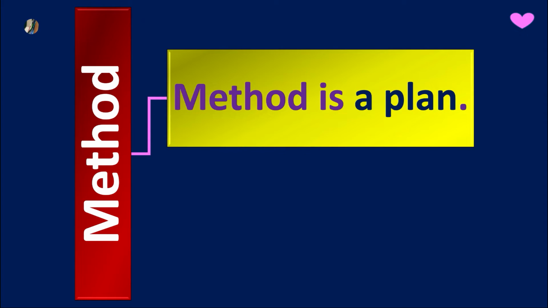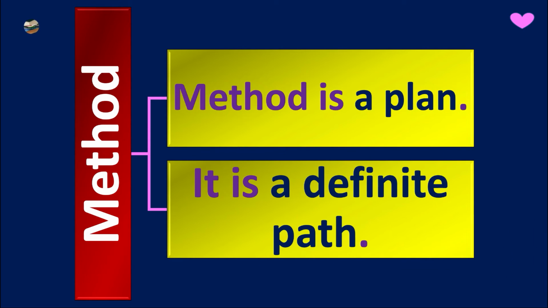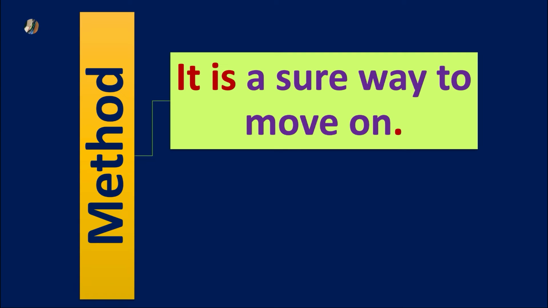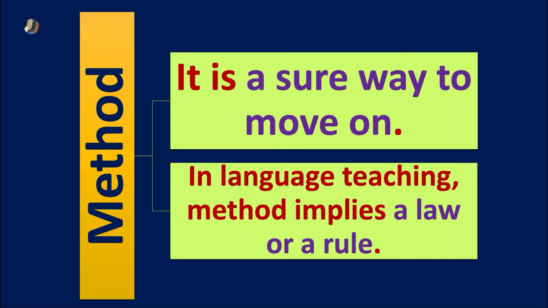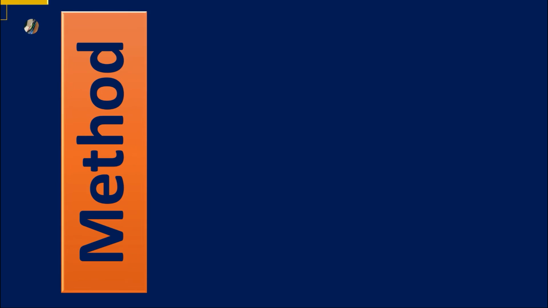Now we will move on to the next item, that is to say, method. What is it? Method is a plan. In other words, we can say it is a definite path. We have some more ideas about method. We can also say it is a sure way to move on. In language teaching, method implies a law or a rule. Let's see some more points about method.